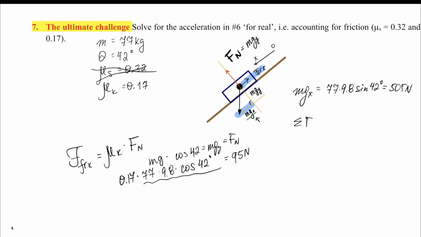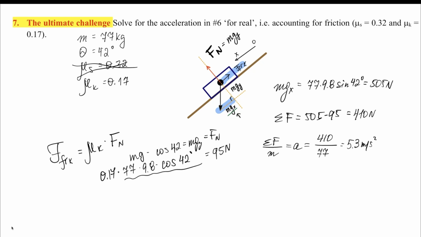Then net force is the difference between 505 and 95, which is 410. So that is the net force. Net force divided by mass is going to be acceleration. 410 divided by 77 is 5.3, 5.32 if you want. You can stop watching here, or if you are interested in a shortcut, keep watching.